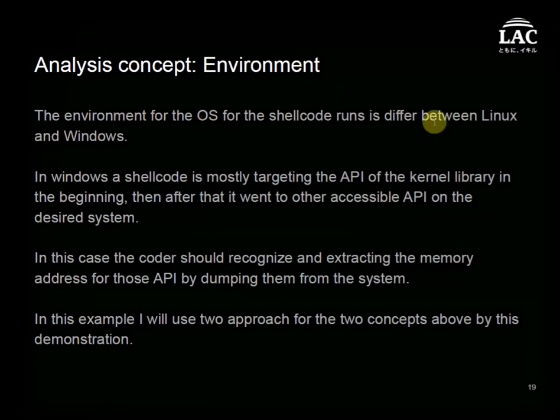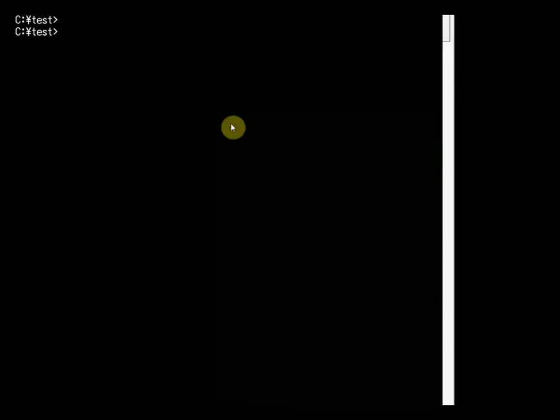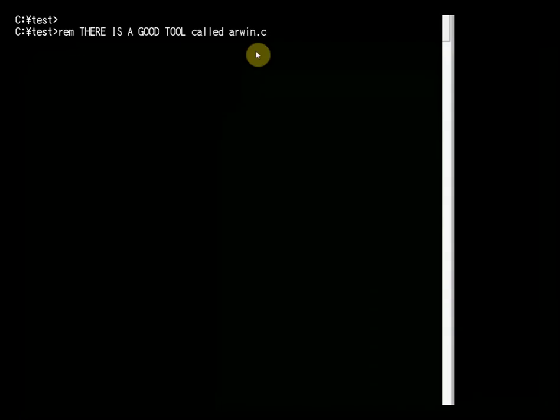Now it's about setting the environment. The environment for the operating system for Linux is quite easy. You have to understand about the syscall, but for the Windows system it is quite delicate. You have to understand about the API. So for this API stuff in Windows, I'm gonna make some demonstration for it.